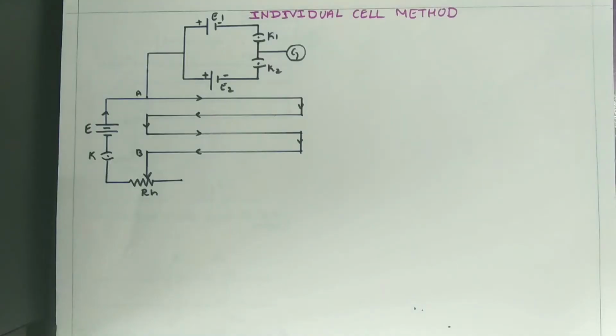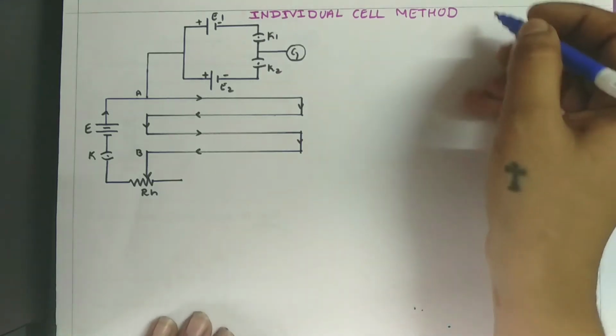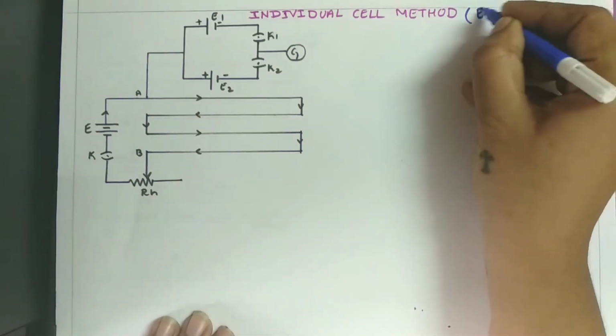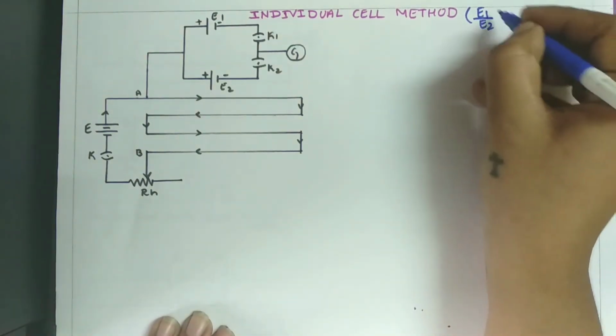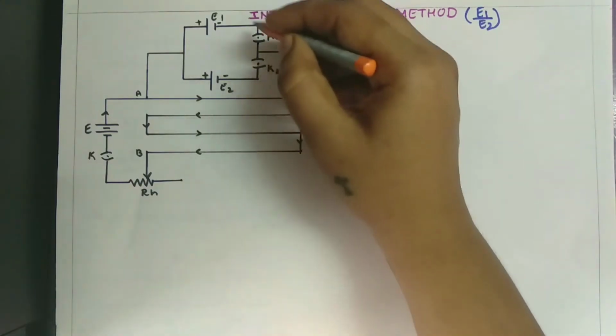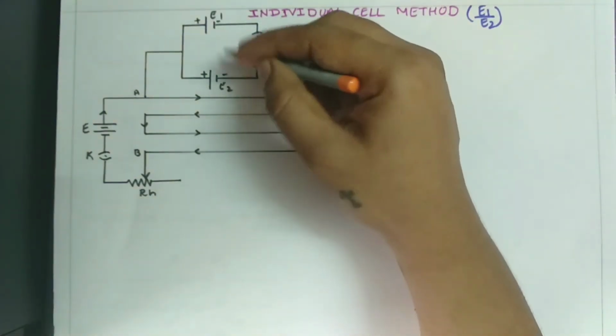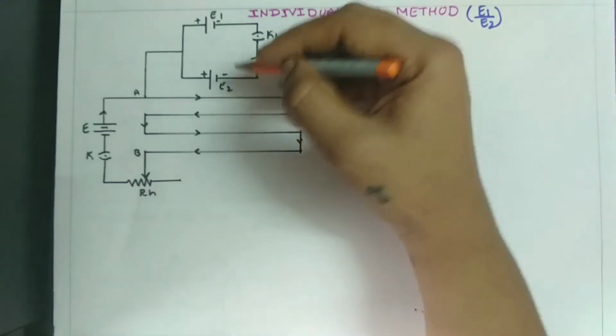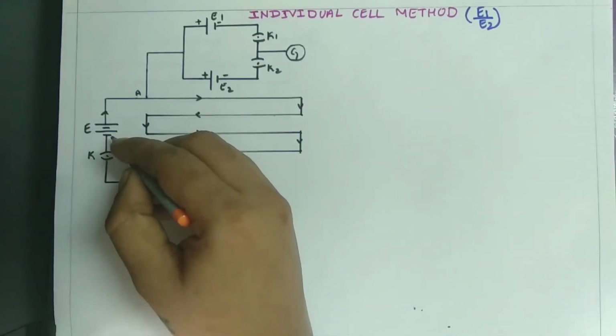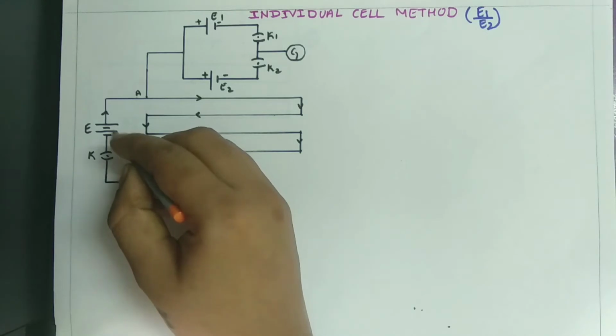We are going to compare the EMFs of two cells by the direct method, using the two cells separately. That is called the individual cell method. Means we are going to find E1 by E2. Here E1 and E2 are the EMFs of the two cells to be compared. E is the EMF of the DC supply, a battery, the driving cell, or auxiliary cell you can say.